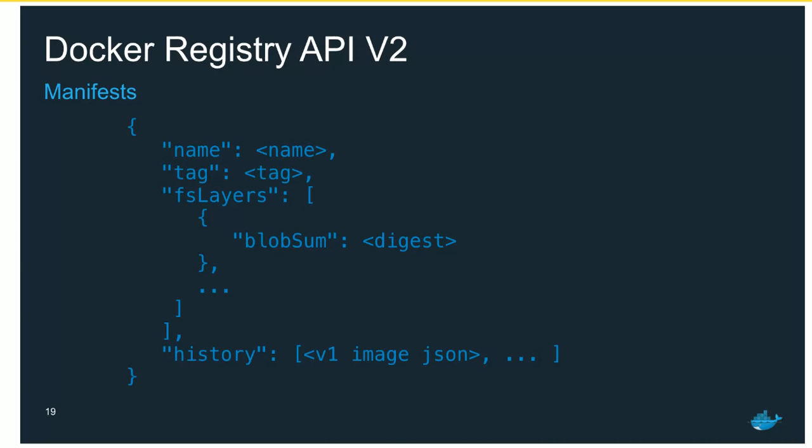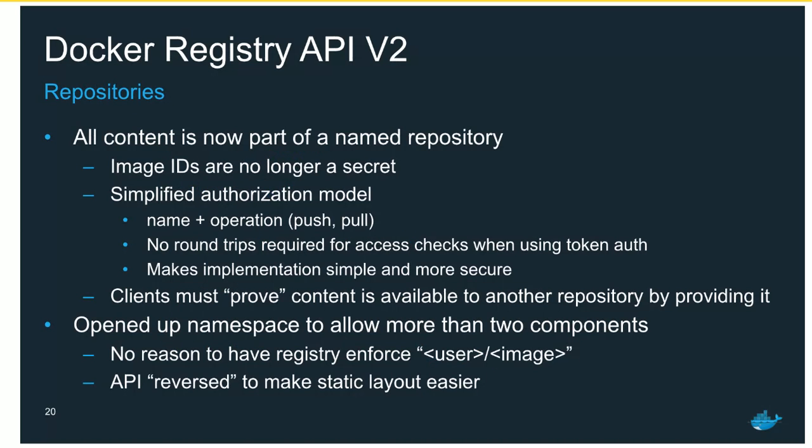We can have V2 support within Docker itself, but not have to change the internals of Docker quite yet, because we're still working on that. So now in registry V2, we've still retained the concept of repositories, except all content is now part of a named repository. If you looked at the API before, you'd notice that images can be fetched by IDs, and there's not really much access control in the URL layout. What does this mean for V2? It means that image IDs are no longer a secret. You cannot access them if you do not have access to a repository.